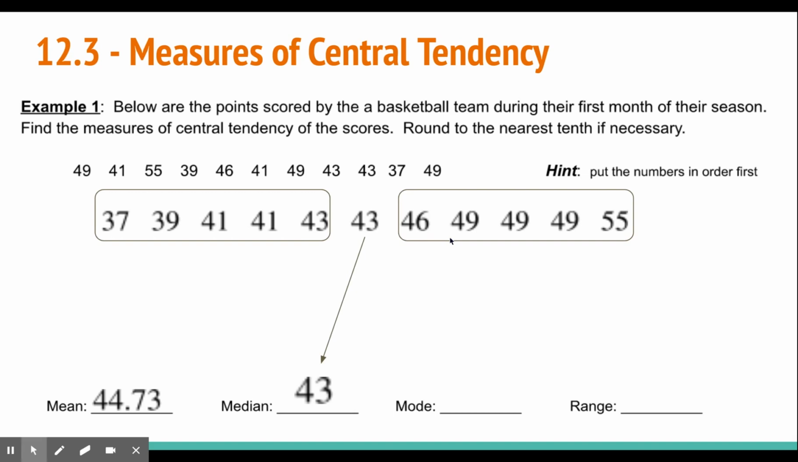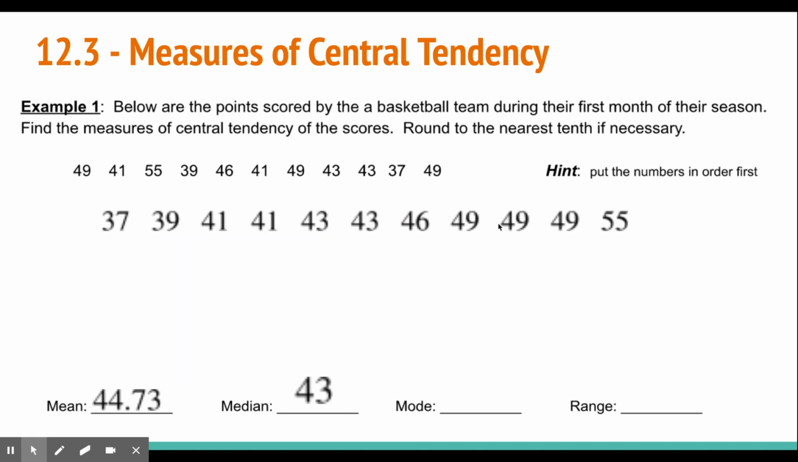Finally, when looking for the mode, we don't have to calculate anything. We're more so looking for what value we see the most. And when they're written in order like this, it's actually not too bad to see. Hopefully you saw 49 was there the most. That is our mode.